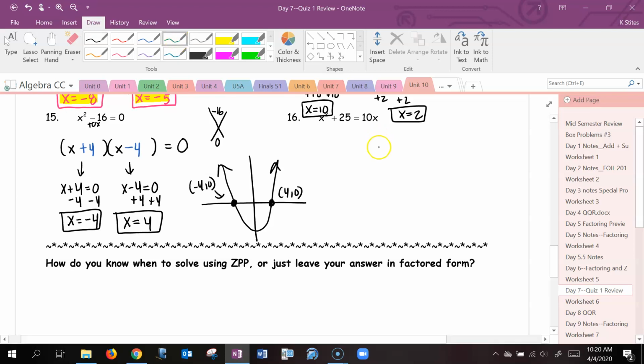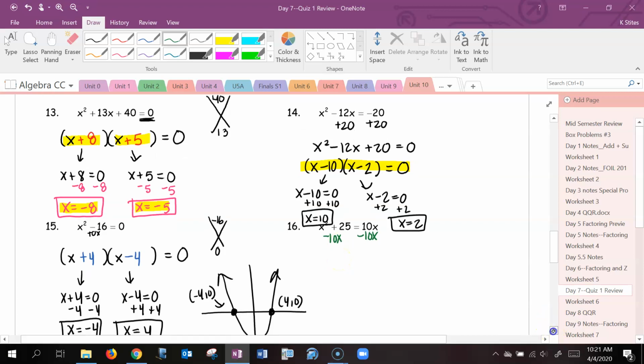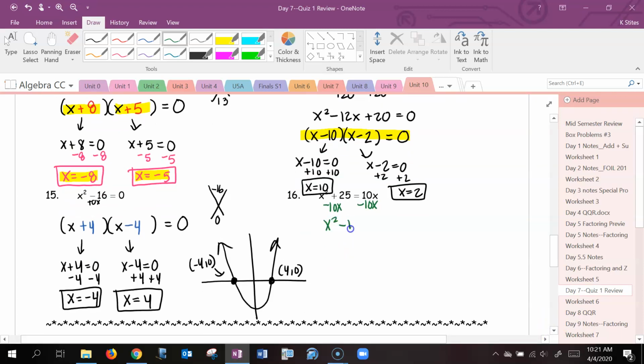Oh no, we have this 10x on the wrong side, so I will have to move that over. And so in order to move it, I will subtract it. Now notice it is the x value, so that's different than what happened in 14. Since this is the x value, it's going to go in the middle. So once I move that, I should have x squared minus 10x plus 25 equals 0. Okay, so that's just kind of a first step we have to do.